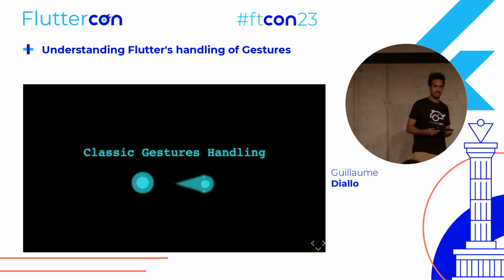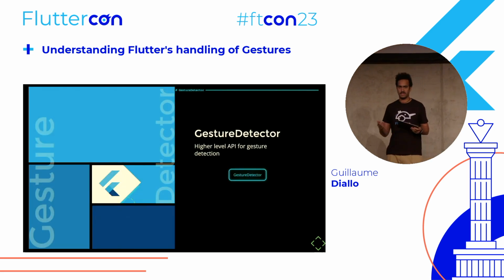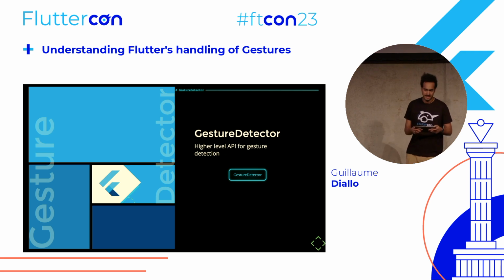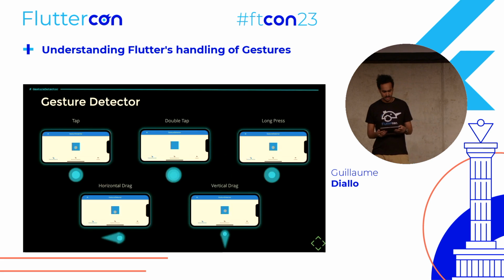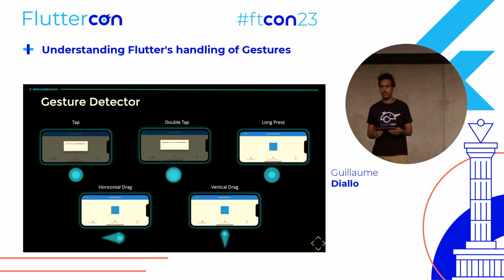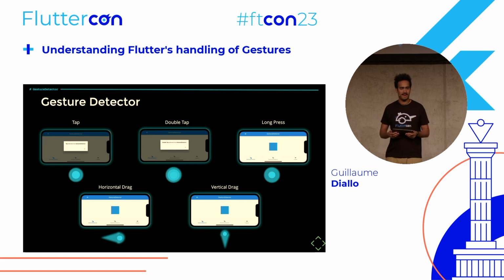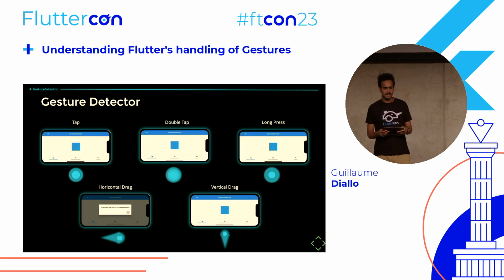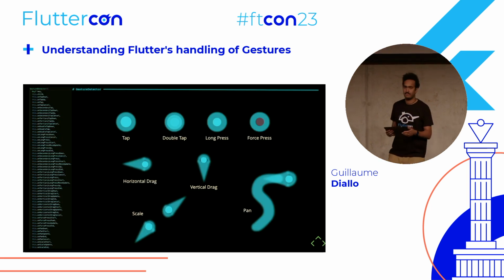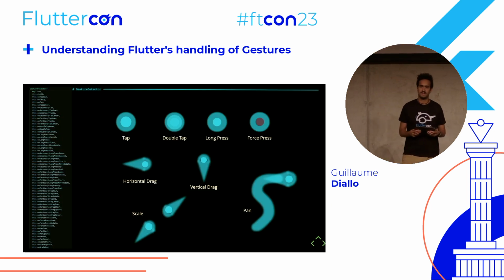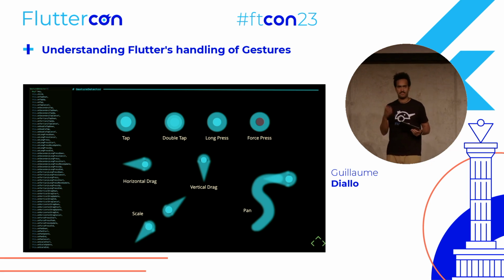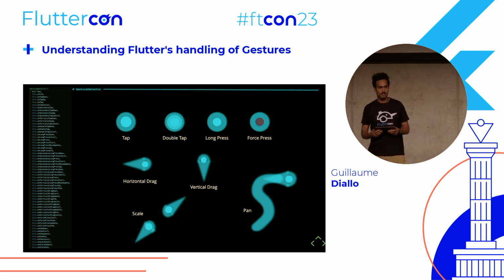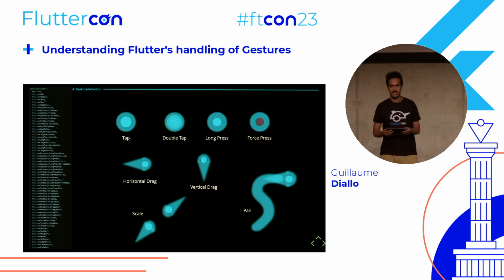So let's talk about classic gesture handling quickly. When we talk about gesture handling, you all know one widget for sure: the gesture detector. The gesture detector is the higher level API for Flutter gesture detection, and it's quite convenient. It allows you to detect all the main gestures that you'd need for a mobile application: tap, long press, double tap, and all kinds of dragging on the screen. And if we look at the extensive API, you have all kinds of very handy callbacks that allow you to handle most 95% of the gestures that you need on a mobile app. But you all know that, so we're not going to talk about that today.